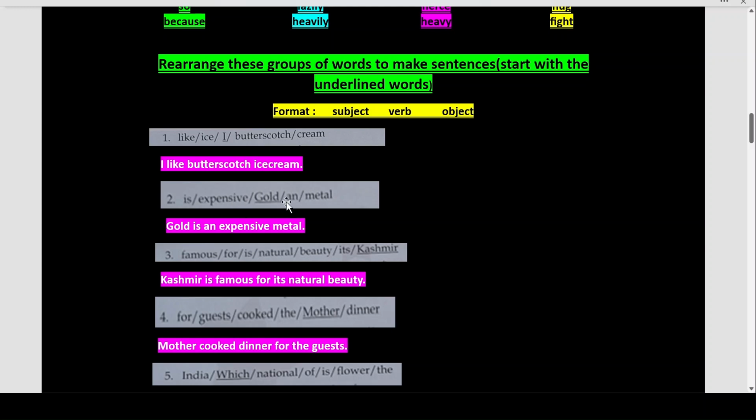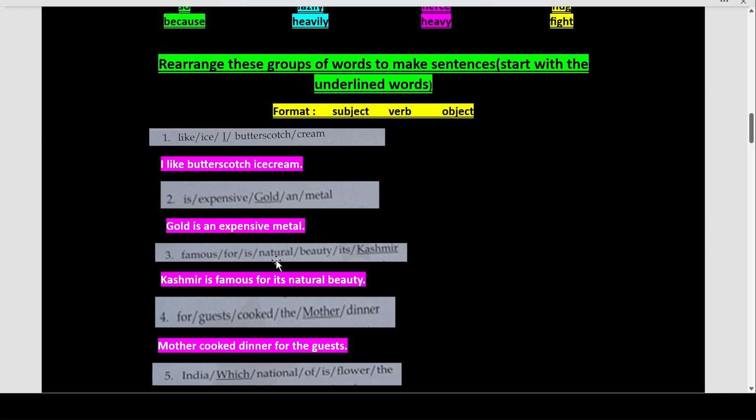Next is expensive, gold and metal. What are we talking about? We are talking about gold. So gold will come first. Next, what is the verb over here? Is. Because is is the verb form of be, which is talking about things in the present tense. Gold is an expensive metal. Now, again, expensive is an adjective and before that comes your article, and we should remember that the noun is coming at the end, which is your object. Gold is an expensive metal.